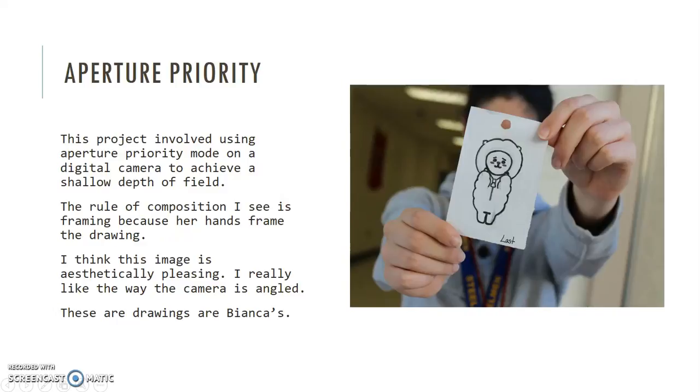The first project I'm going to be talking about is a project that involved using Aperture Priority mode on a digital camera to achieve a shallow depth of field. I had to learn which aperture numbers on the camera would allow me to achieve a shallow depth of field rather than a deep depth of field.